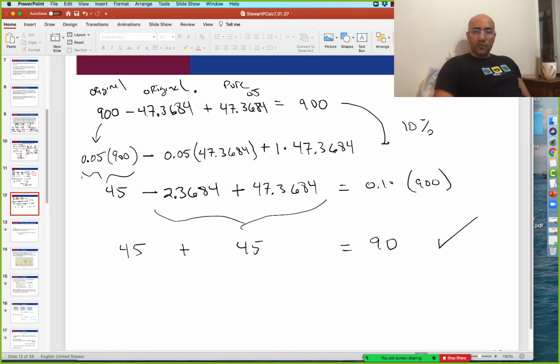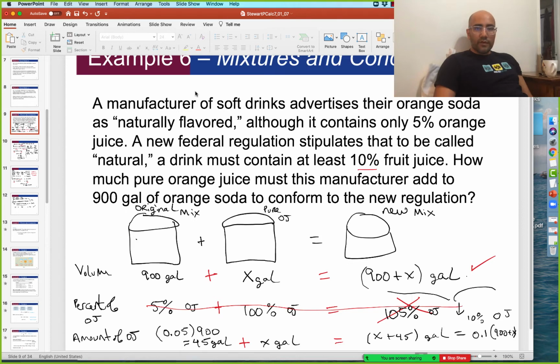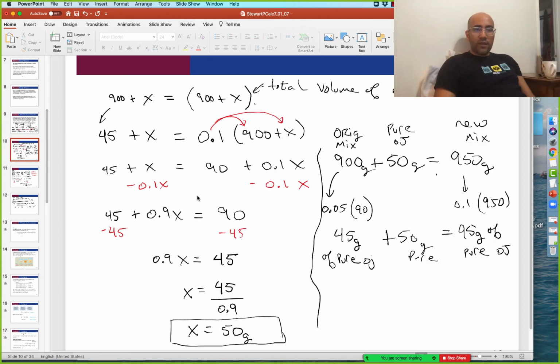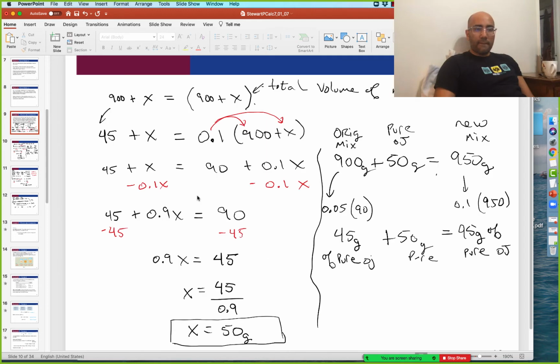Good. Questions? So I think these two should be good examples to help you set them up. All right. This one is a little simpler where you don't have to remove anything. You just have to add something to it. Just keep in mind that there's a conservation of volume that happens with the total and a conservation of volume with the specific object that we're keeping track of, in this case, orange juice. Any questions before I move on to a different type of word problem?